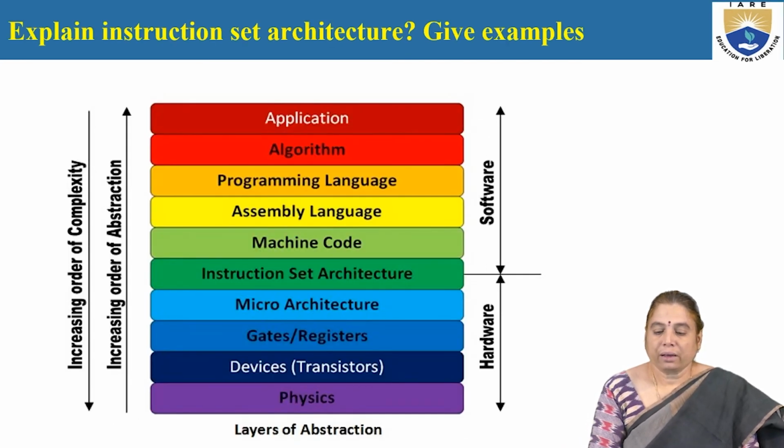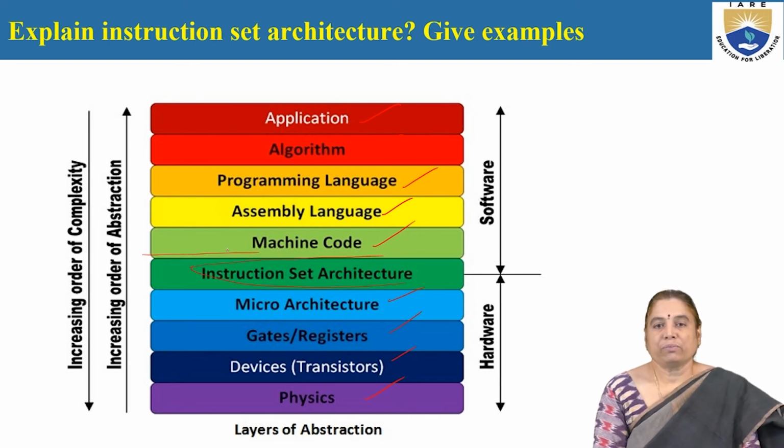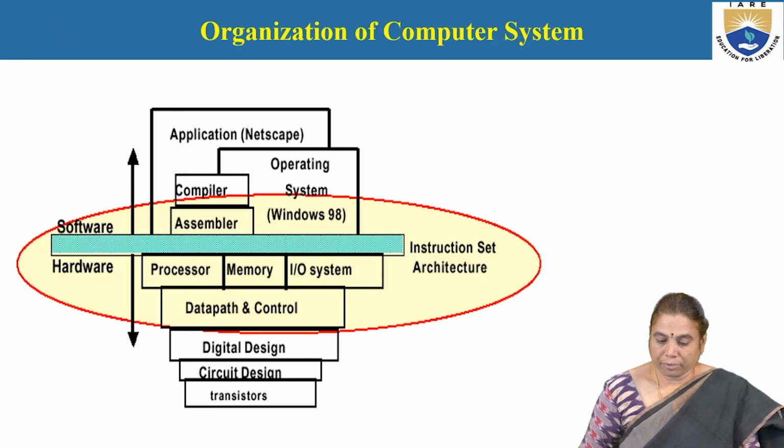Explain instruction set architecture, give example. So here we are having various layers of abstraction. The application, the algorithm, programming language and assembly language, machine code. Until this is the software category. And below that the hardware can be placed for the execution. Devices, gates, microarchitecture can be there. So ISA, instruction set architecture, is an interface between software and the hardware.